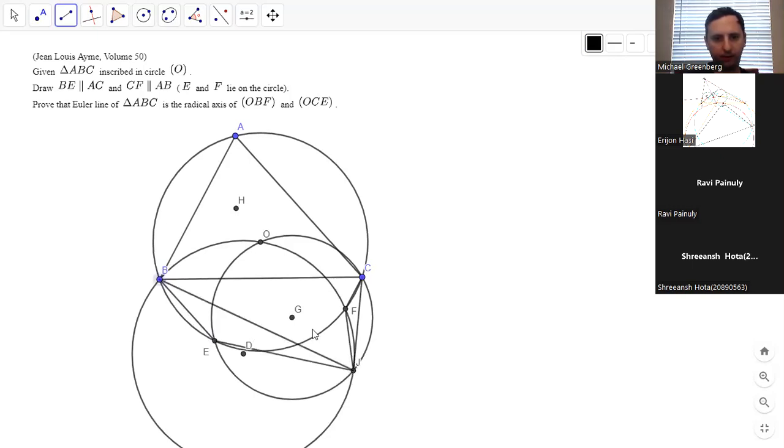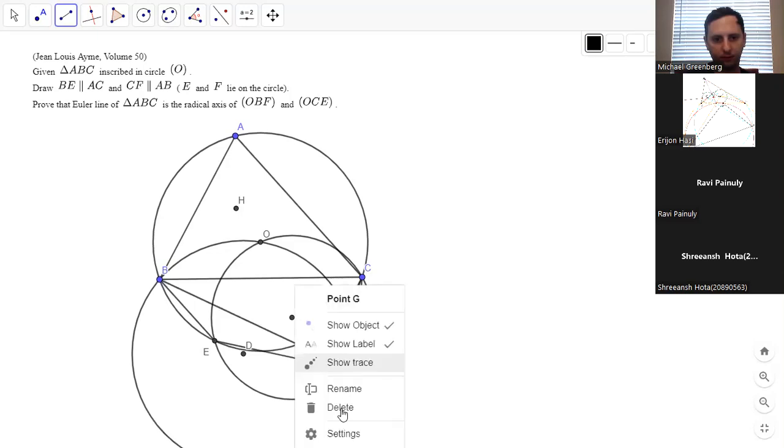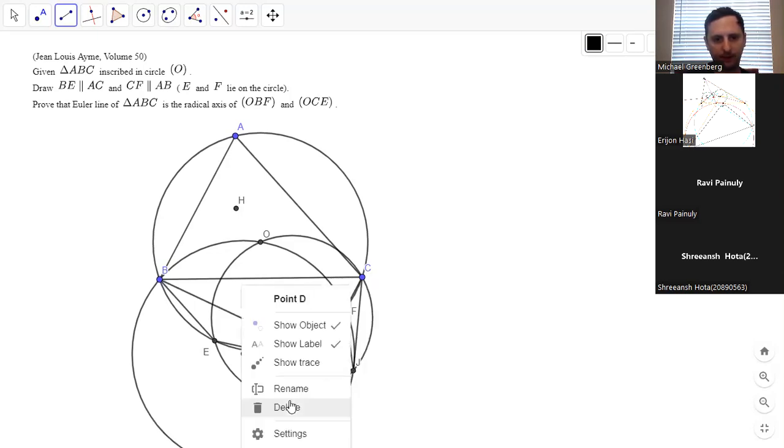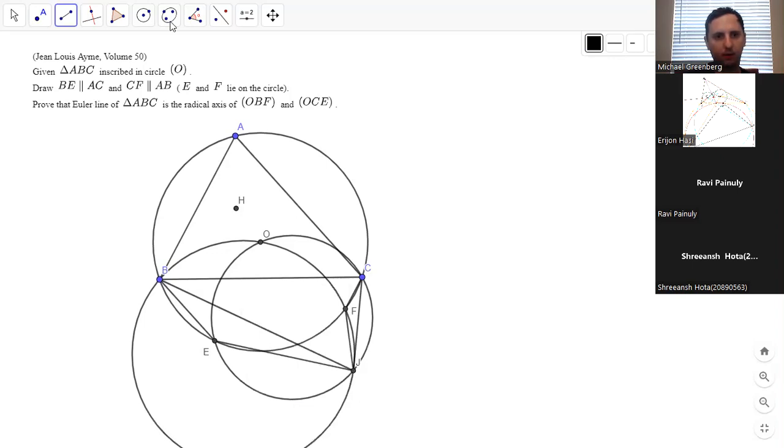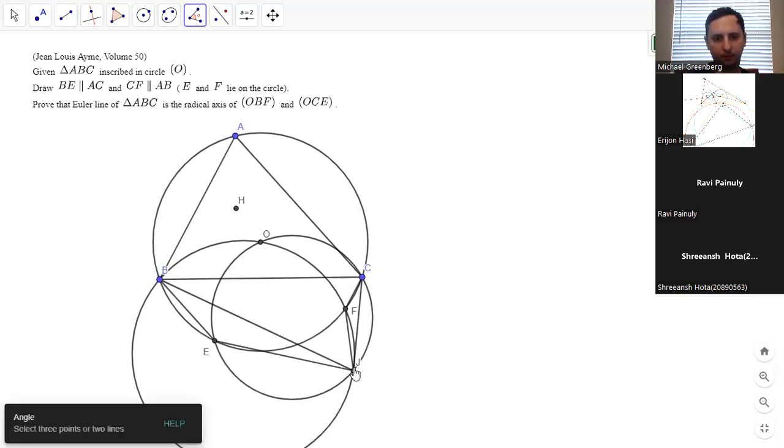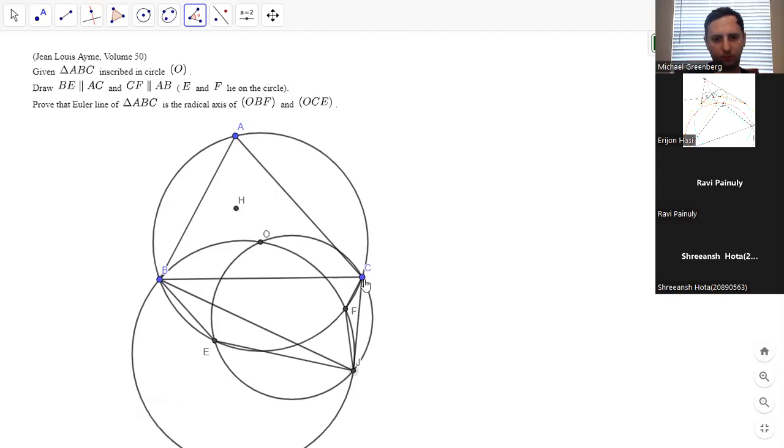Okay, I'm going to delete these centers. Let me check. That's 144. This is also, yeah, these should be similar. How do we prove that? So yeah, I can prove that angle BJE equals angle CJF.